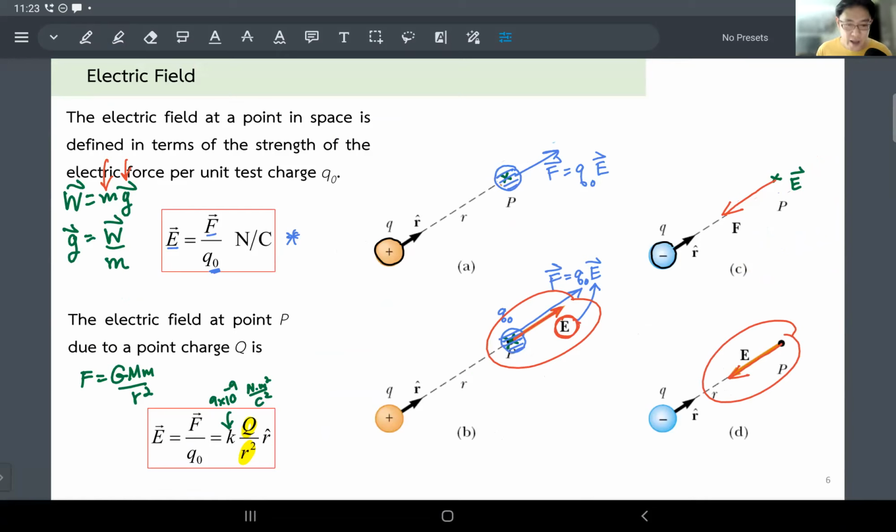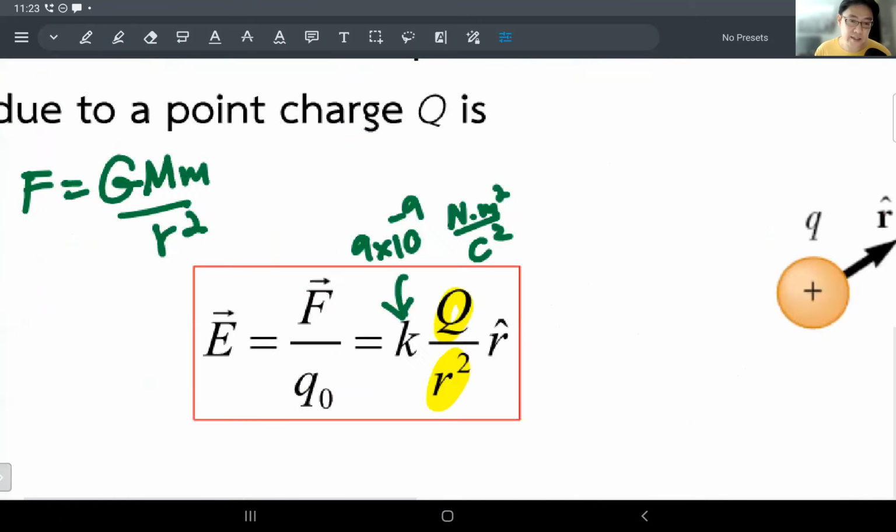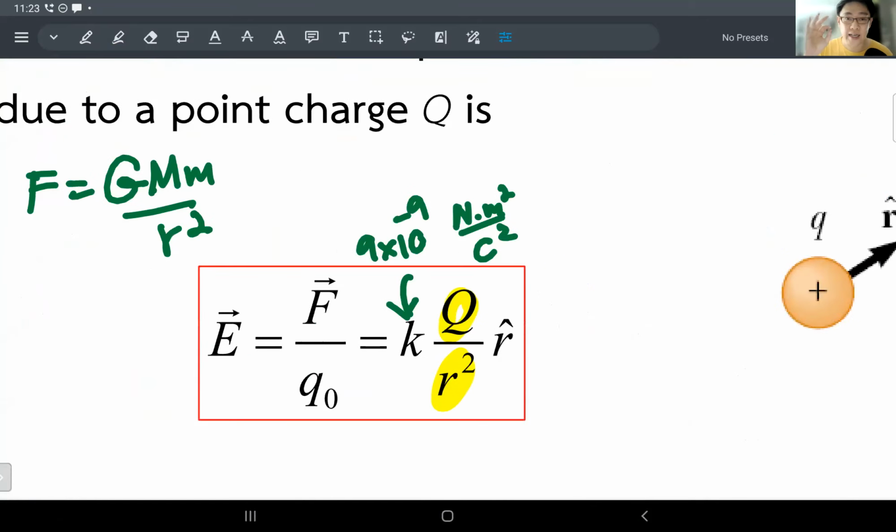So that's Coulomb's law, guys, but in the form that allows you to calculate the electric field. In combination with this, you will be able to calculate force automatically. kQ over r squared. Now, here's the annoying part, guys. You see this? The r hat. This is the annoying one.